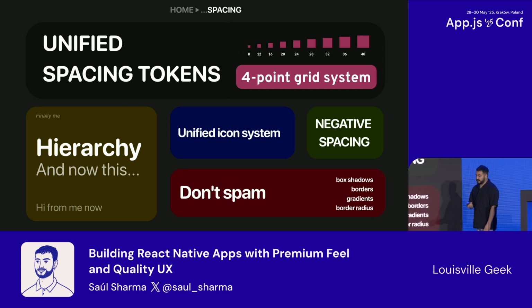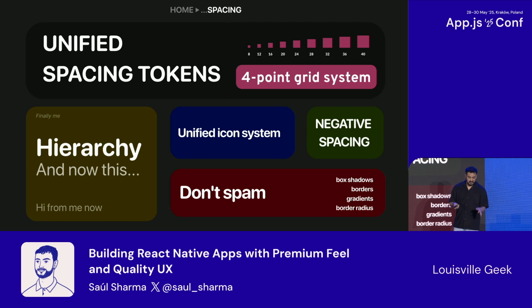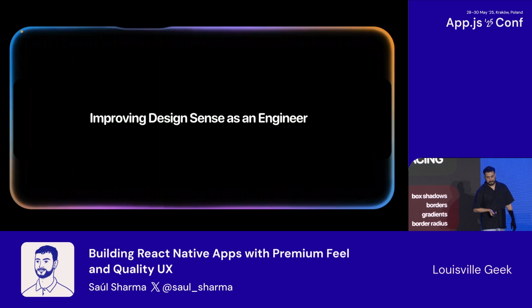And another one is please don't spam. We just like to put box shadows everywhere, and even though it is supposed to be hierarchical, we always put box shadows on the list items, and even though they are the same family of list, they all have box shadows and it looks very ugly. For us, it might look fancy, but from the UX perspective and user perspective, it's not very easy to scan through. And same with borders, same with gradients, and same with border radius. Try to have a very limited set of tokens for everything and stick with it.